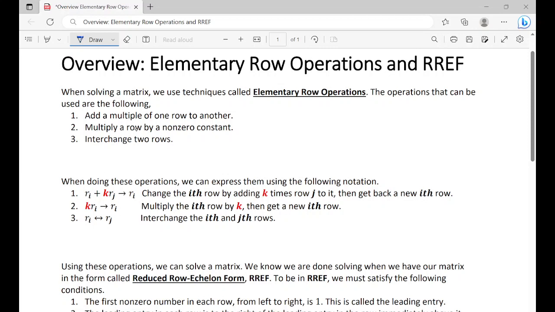2. Multiply a row by a non-zero constant. So k times R sub i will give us a new R sub i. So we multiply the ith row by k, then get a new ith row. And the third is interchange two rows, which means we can take row sub i and interchange it or switch it with row sub j. That just means interchange the ith row and the jth row, so switch one for the other.